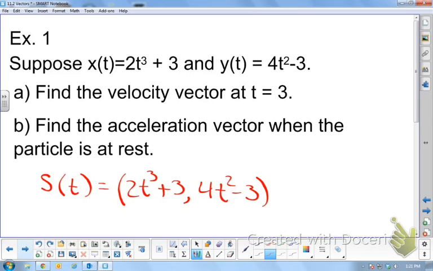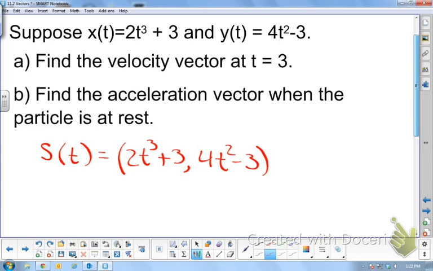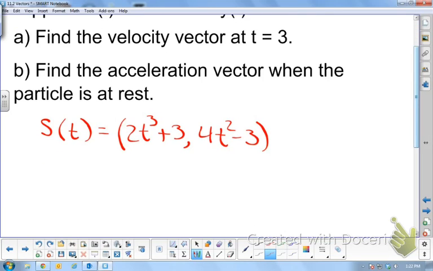It's literally just what they gave you. If they gave you the position, they gave you x of t and not dx dt. They gave us position, so there's our position vector. How are we going to use that to find our velocity vector? Take the derivative, and these ones are pretty easy to take the derivative of. No tricky rules here, just straight up power rule.